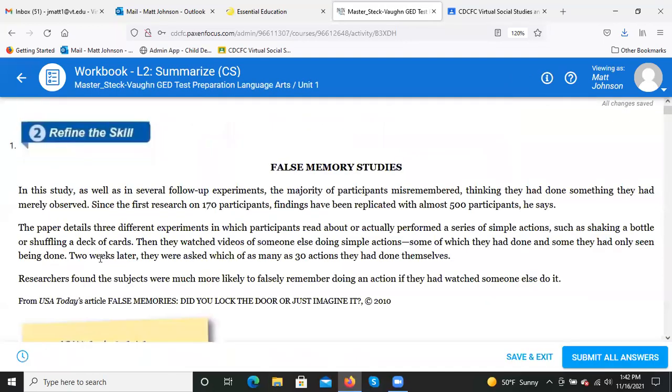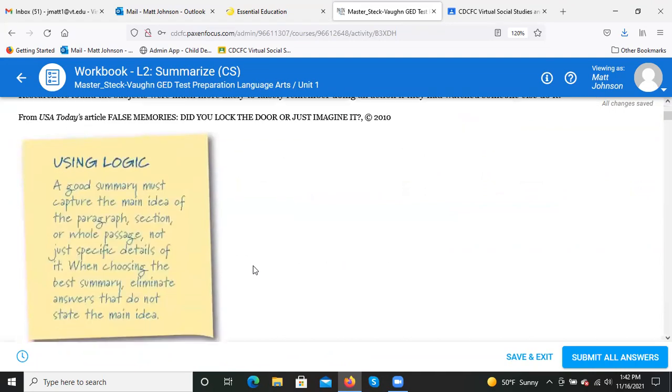So I'm hitting start. That's going to take us into the workbook and our questions. Okay. And then a little bit here using logic. A good summary must capture the main idea of the paragraph or the section or the whole passage, not just specific details of it. When choosing the best summary, eliminate answers that do not state the main idea. So, that's the whole point.